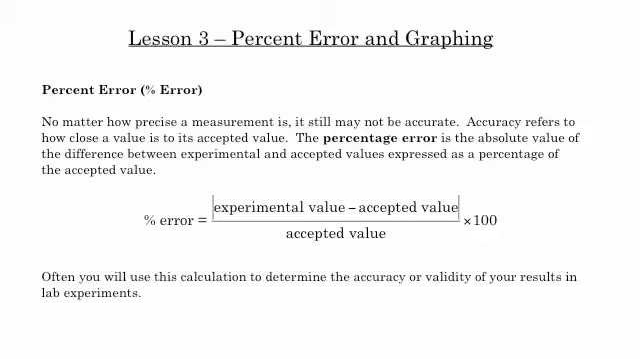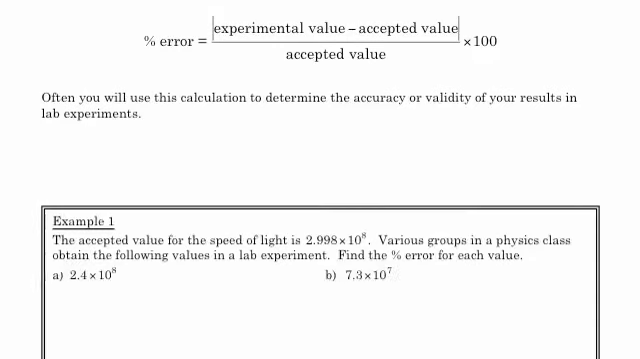The absolute value bars just clear out any negatives. So really, it doesn't matter whether your experimental value is higher than the accepted value or lower than the accepted value. It just matters how far apart they are. And you're going to use this calculation often to determine the accuracy or validity of results in your lab experiments.